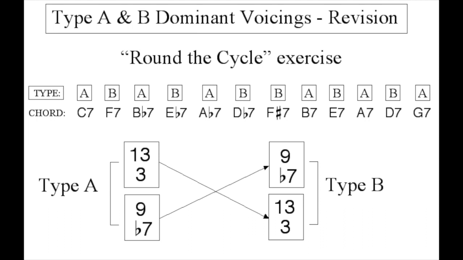We can see that the generic chord symbols of C7, F7, B flat 7, E flat 7, and so on, right up to G7, have been assigned the two types, either A or B type. And then underneath that, we can see the diagrammatic representation of how we separate a type A or a type B into the upper and lower components, and how we simply fold them over or invert them to convert a type A into a type B, or going in reverse, converting a type B back into a type A.